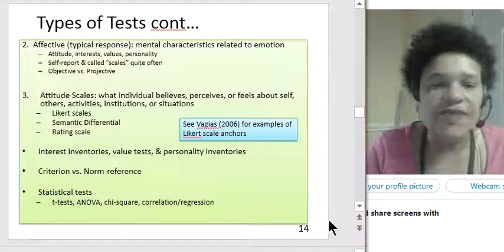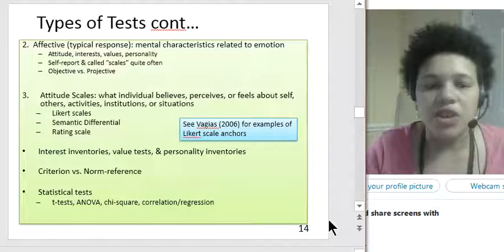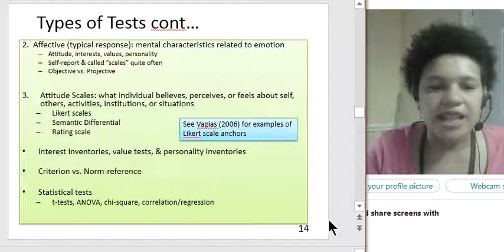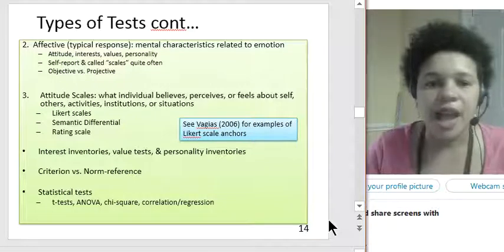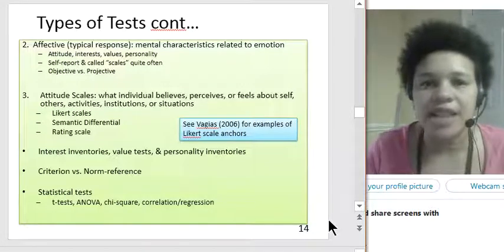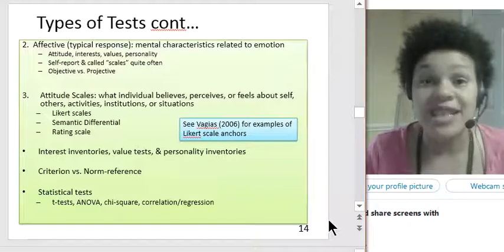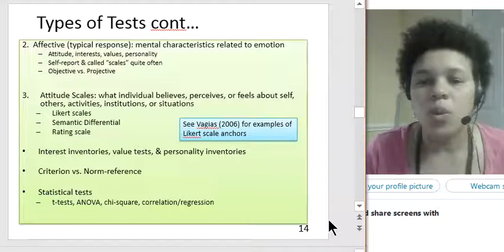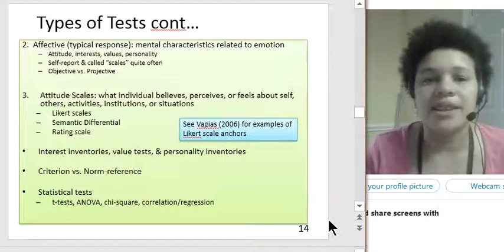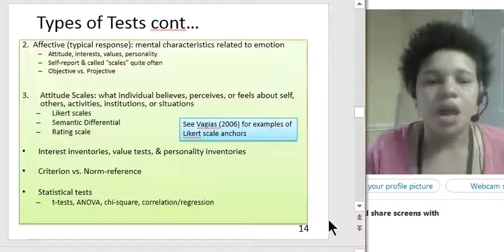Interest inventories, value tests, personality inventories. These are all different types of generally attitude scales. And now there's a difference in terms of how the test is scored. If there's a certain cutoff score between passing and failing, we call it a criterion test. We want to see whether or not those who take the test reach a certain criteria.